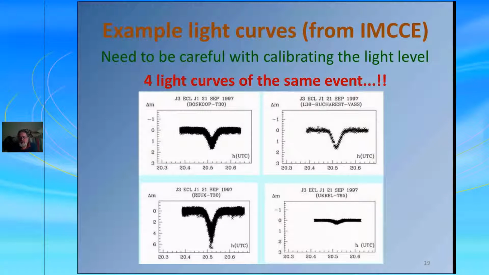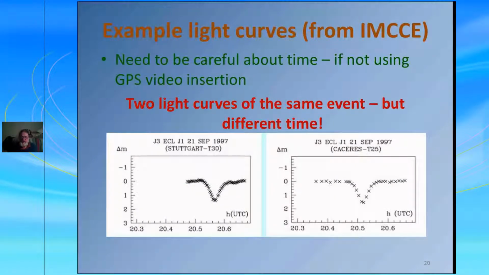With video and time insertion, we should not have this issue. But again, 2 light curves, same event. Trouble is the time difference is out by several minutes. The time scale across the bottom is exactly the same. Left-hand one is 20.56. Right-hand one is 20.51. That's 3 or 4 minutes difference in time. Bit of an oops situation. So time is really important, but hey, as video occultation people, we're familiar with that.